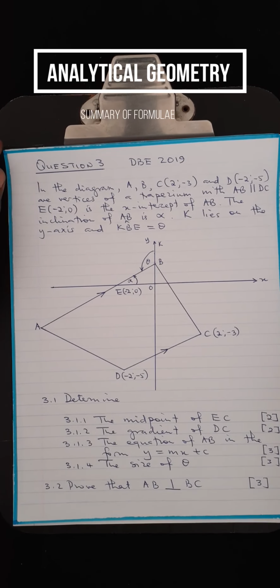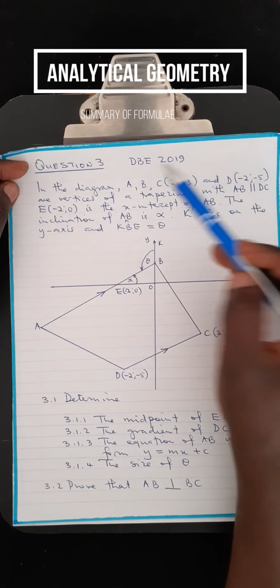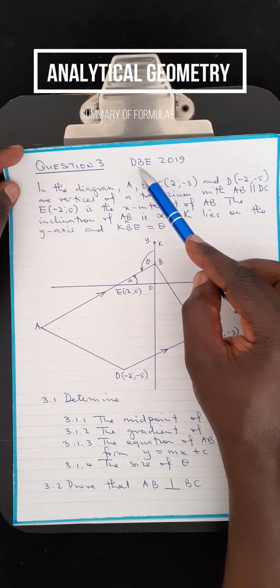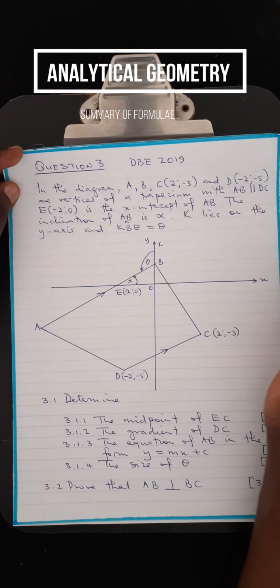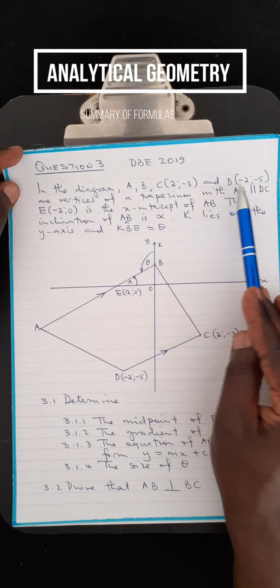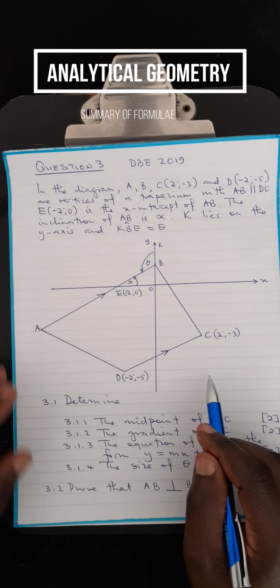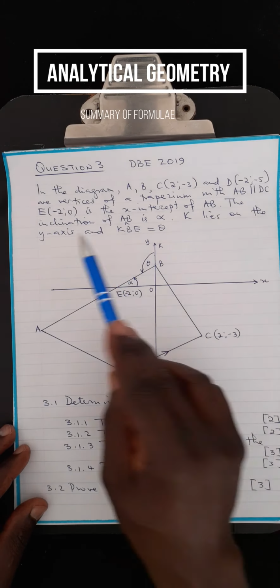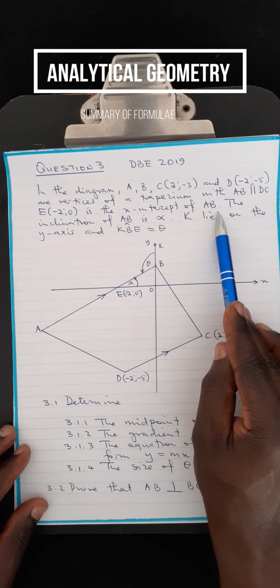Greetings, students. In this segment, we are going to discuss a question on analytical geometry. I have question 3 from the May-June question paper 2019. It reads, in the diagram ABC with coordinates (2, -3) and D (-2, -5) are vertices of a trapezium with AB parallel to DC. E (-2, 0) is the x-intercept of AB.